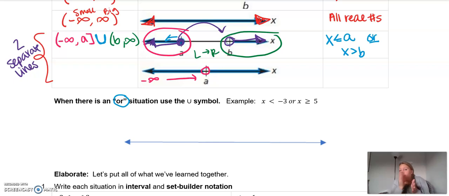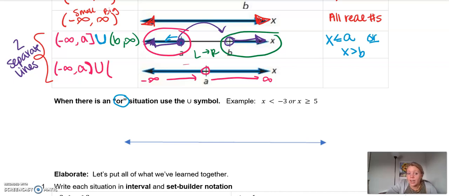Then we're kind of skipping over a. And then we're going to go from a all the way to infinity. So we're still going to make sure we write two separate arrows. This is still two separate lines because there's a little gap in between. So we're going to have to write two interval notations. Negative infinity to a, but we're not touching a, hence the parentheses.